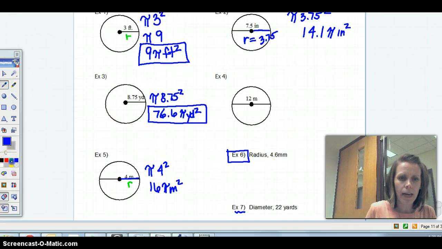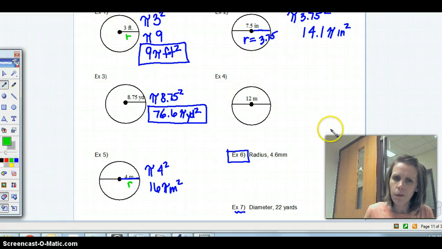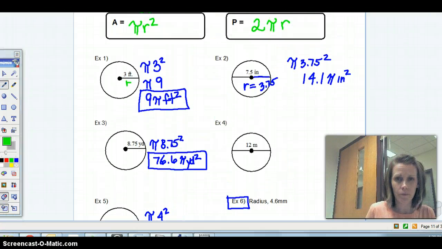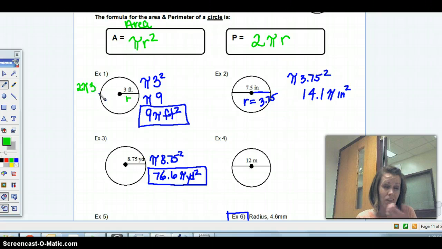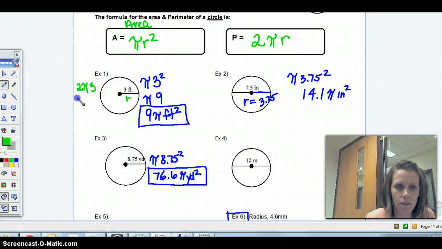So perimeter, let's go back and do example 1 here. We found the area. Now let's use our perimeter formula to find the perimeter of that shape. What's the distance around the circle? So you're going to do 2 times pi times the radius. And remember I said you can keep pi in there. Same thing with perimeter. So you can just multiply 2 times 3, which would give you 6, and you can just leave it as 6 pi. And that's all you really need to do. So 6 pi feet. That's the distance around the shape.